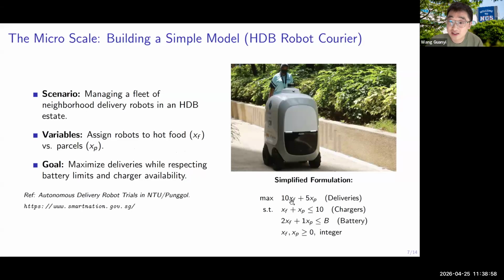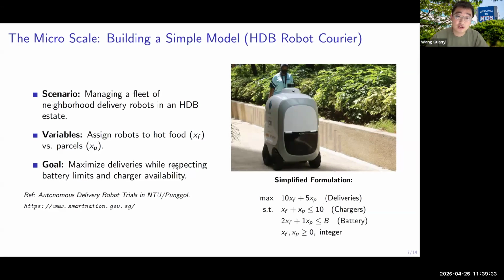In this sense, if we want to maximize the efficiency, or maximize what we could get paid, the coefficient corresponding to the hot food is a little bit greater than the coefficient with respect to the xp decision variable. So this is our objective. We still want to maximize this objective.